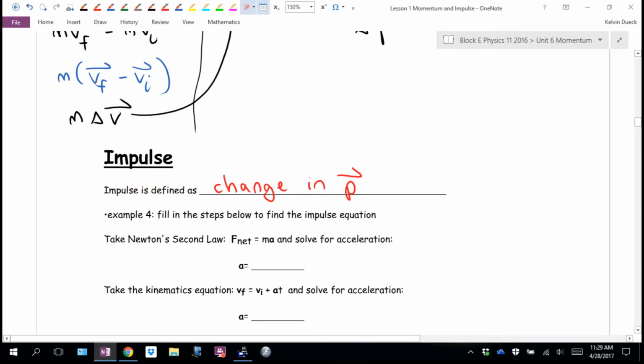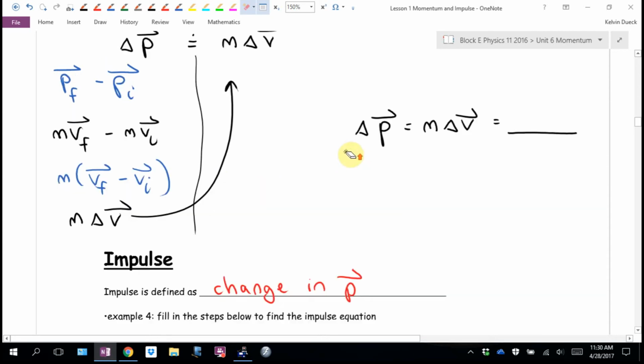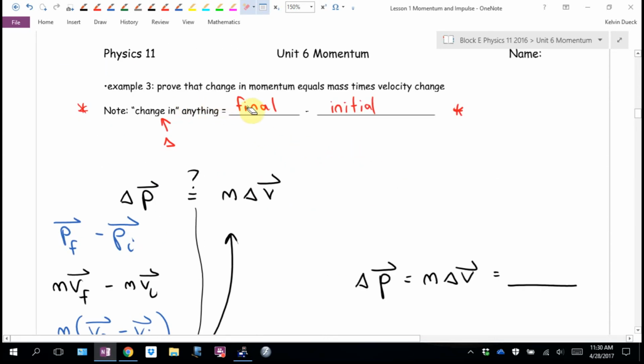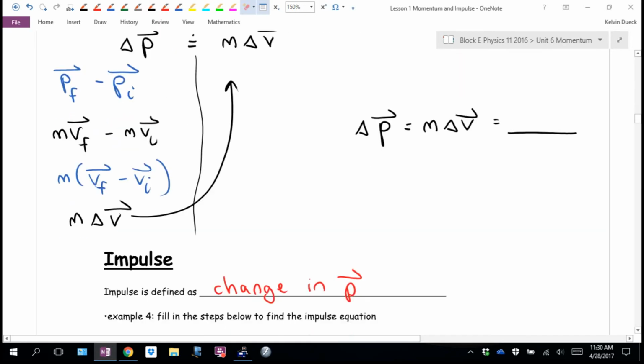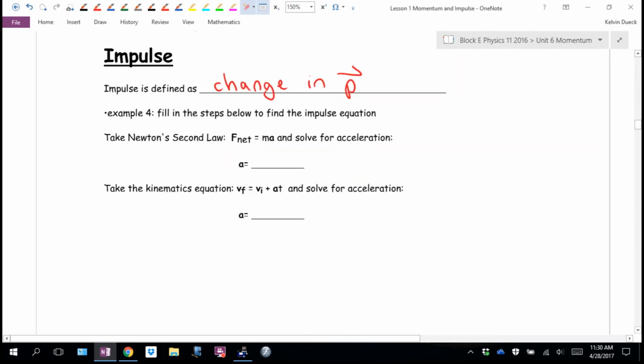Okay, ready? Let's put the whole chain together. Ready, Mike? What's impulse defined as? Change in momentum. What's another word for impulse? And what's change in anything? So if I want to find the impulse, what am I really going to do? Final momentum minus initial momentum. Except there's another way to think about it as well.